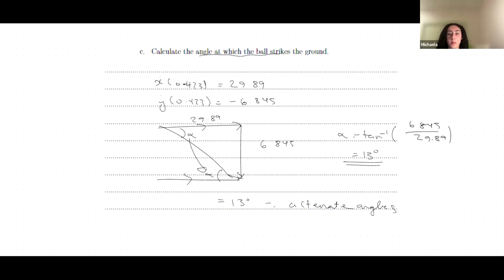So if it asks when the ball strikes the ground, the angle, is it always going to be that one? Typically, yes. Typically, it's going to be the angle to the horizontal, unless it explicitly states the angle to the vertical. Okay.